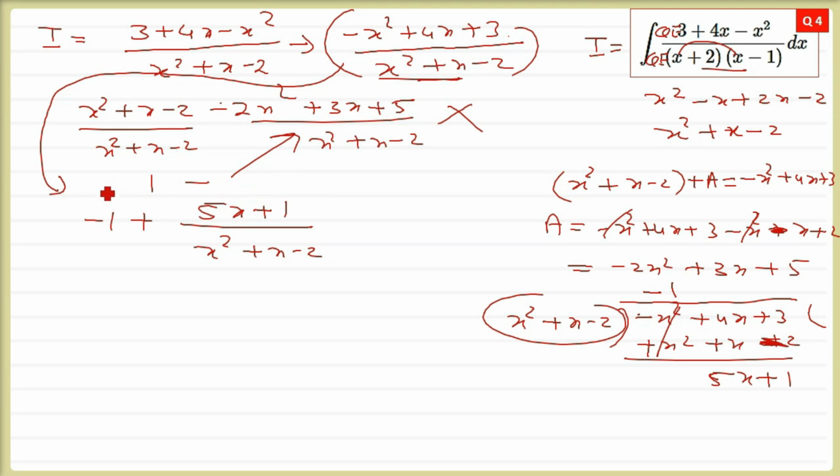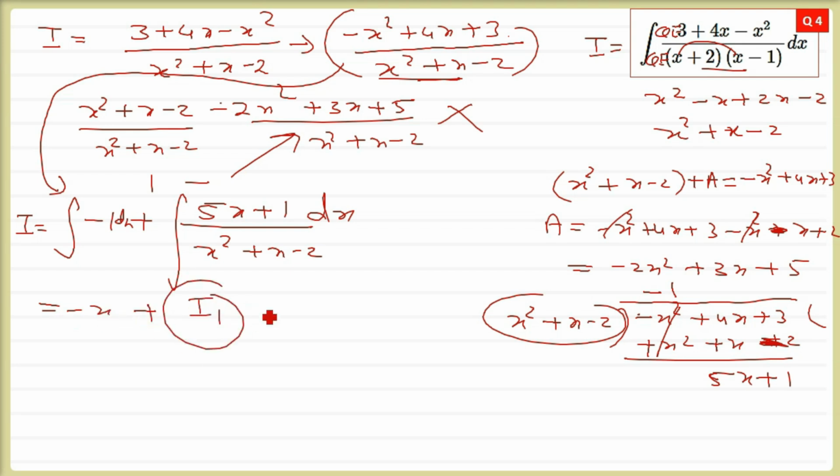Alright, so you understood the wrong approach, and the better approach is to do this which I just showed you. Now you have to integrate this term. So this I will be equal to integration of negative 1 dx, then the integration of 5x plus 1 divided by x square plus x minus 2 dx. Integration of dx will be negative x, and the I1 integration, which is 5x plus 1 divided by x square plus x minus 2, we'll just do it now.